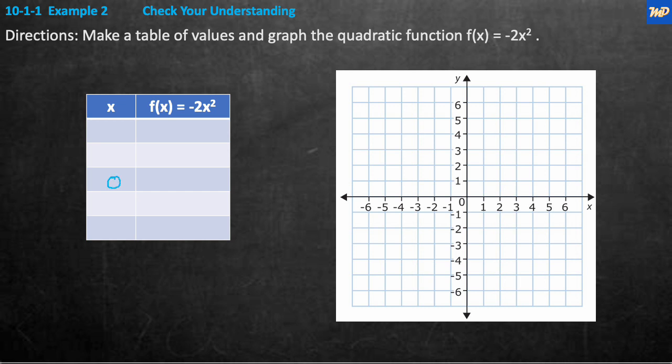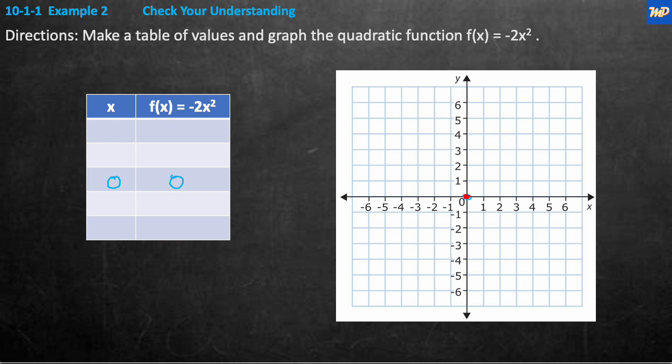If we put a 0 here, then what is f of x? If x is 0, f of x is also 0. So that gives us a nice point right here at the origin. Can you see that? Maybe I should change to red. How about red? Okay, right here's where we are. Okay, I'll go back to blue to write on the paper.